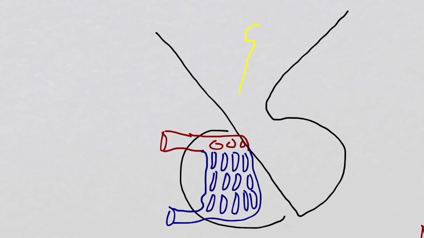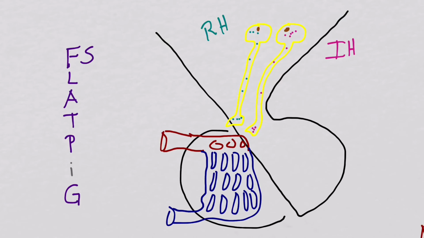They will release regulatory hormones into this capillary network, or into this portal system, to tell the anterior pituitary what to do. These hormones can either be releasing hormones or inhibitory hormones. There are 6 hormones released from the anterior pituitary gland. You can use the mnemonic FLAT PIG to remember them all.